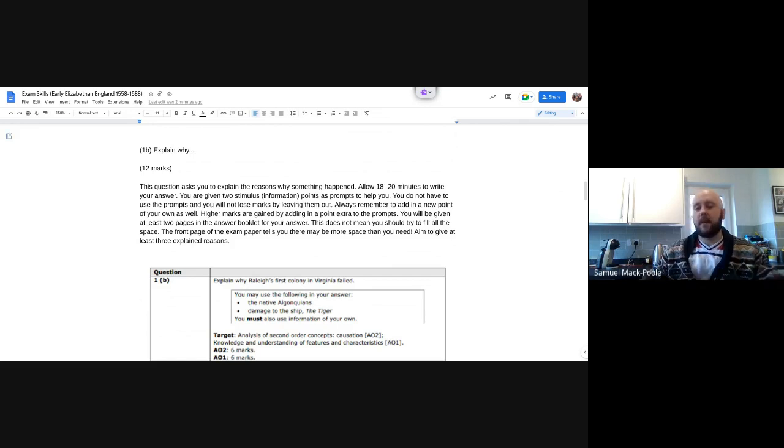The way I'd phrase that is, right, from my own knowledge. You can think of it as 3 paragraphs or 3 points. You should probably write a little bit more than 3 paragraphs, but 3 points: 2 stimulus points and from my own knowledge. And you have to stay focused, okay? Explain why Raleigh's first colony in Virginia failed. That's your focus. This does not mean that you should try to fill all the space. In your booklet, you're going to be given, I think, 3 or 4 sides to write this answer. You don't have to fill the whole space. You just write what you feel is adequate for that answer, basically 3 detailed points.